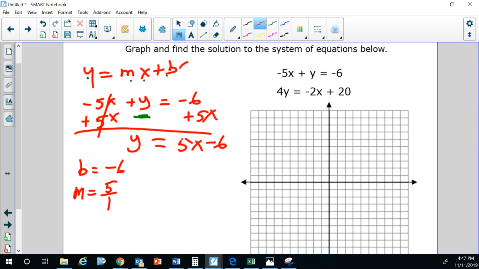So let's look at the graph now. So b is minus 6, so that's below the x-axis. 1, 2, 3, 4, 5, 6. That's going to be my starting point right there. Let me erase these dots right here. And my rise over run is going to be 5 over 1. Because 5 is positive, I'm going to go up 5: 1, 2, 3, 4, 5. And then my run is 1, so I go over 1. That's my second point. I can do it one more time: 1, 2, 3, 4, 5, across 1.